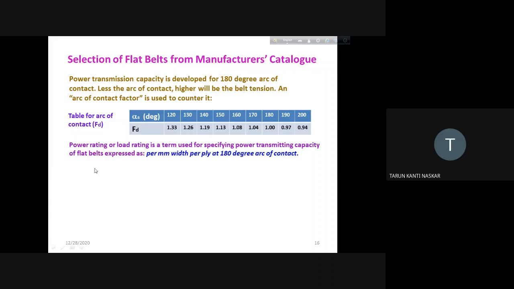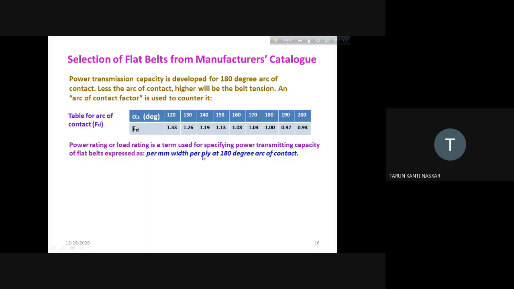Now come to another important point. Power rating or load rating is a term used for specifying the power transmitting capacity of flat belts. That means the power transmitting capacity of a flat belt is expressed as, this term is important, you see how the term is there, per millimeter width of the belt, per ply at 180 degree arc of contact. Per millimeter width means belt width.